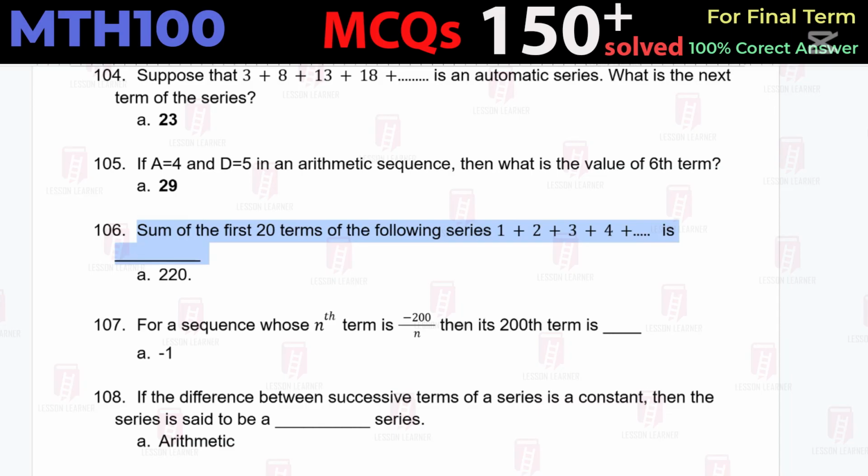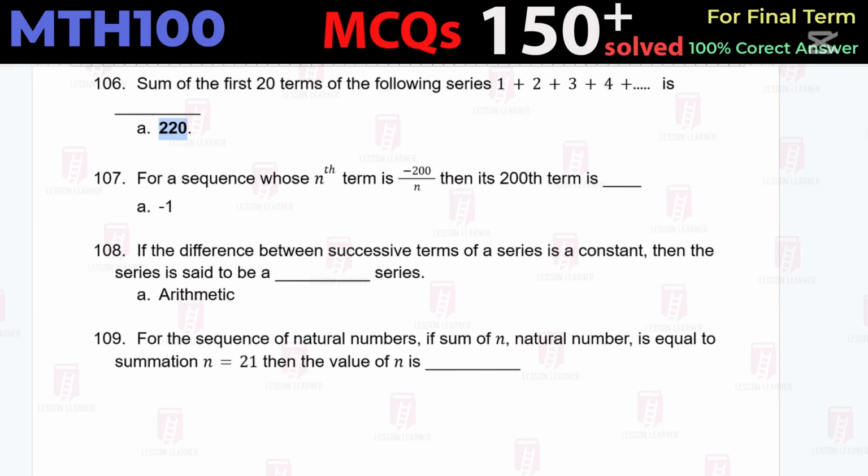The sum of the first 20 terms of the series 1 plus 2 plus 3 plus 4 and so on is 220. For a sequence whose nth term is minus 200 by n, its 200th term is minus 1. If the difference between successive terms of a series is a constant, then the series is said to be an arithmetic series.